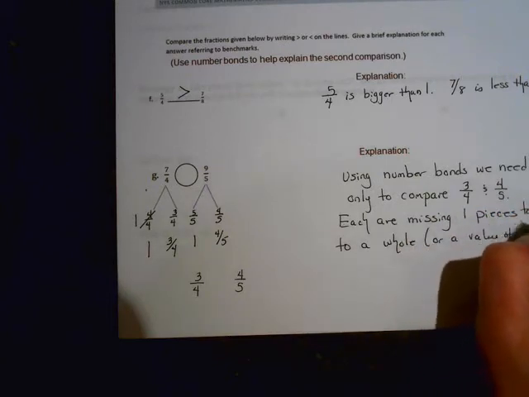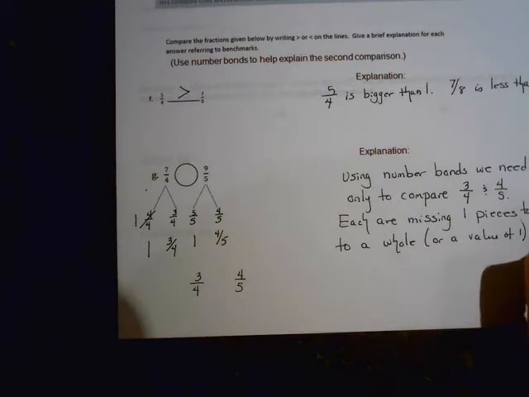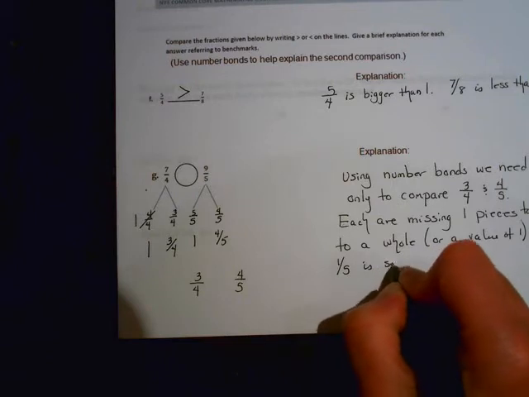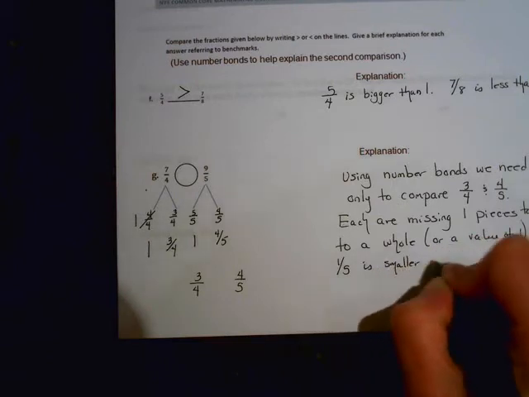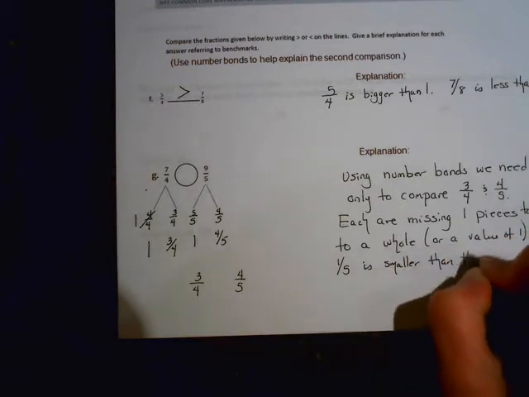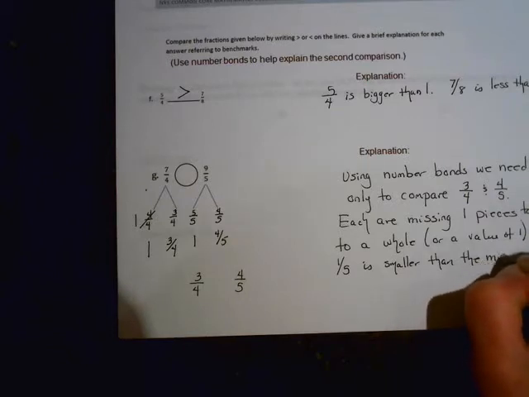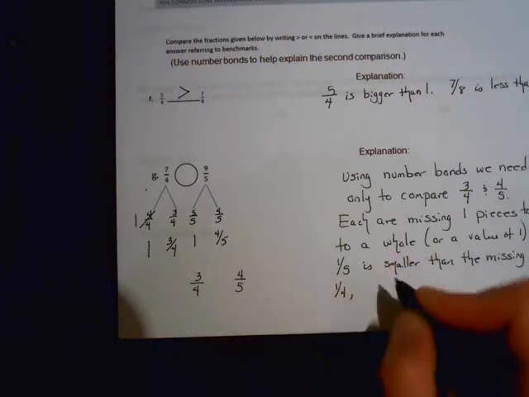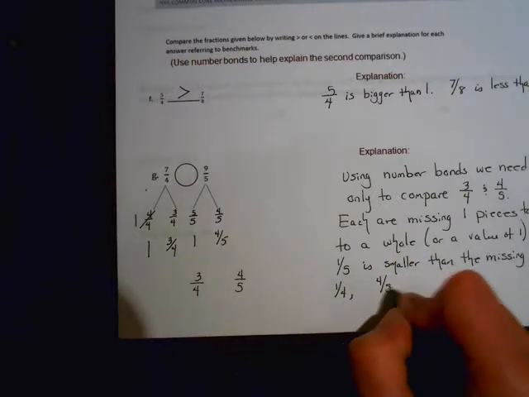Since 1/5 is smaller than the missing piece of 1/4, 4/5 is closer to 1.